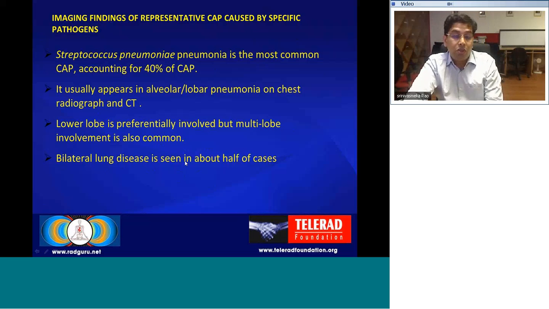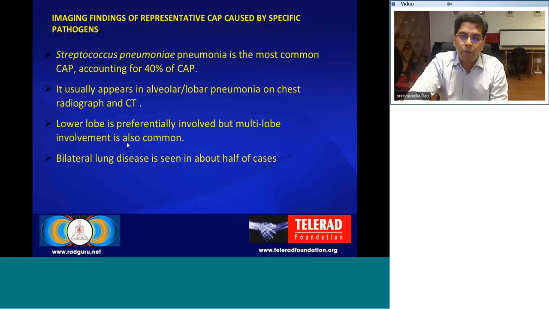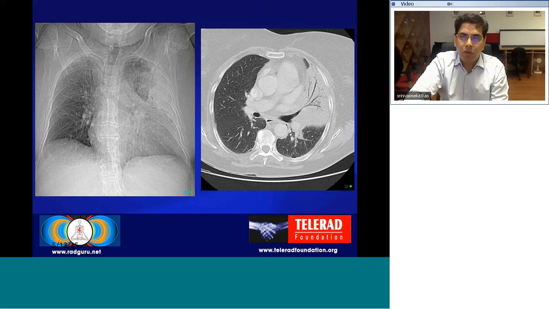There are so many variants here, hence you cannot bang on and say it is Streptococcus pneumonia. Probably we have to do a sputum culture and give the appropriate antibiotic. Same, I've already shown this lobar pneumonia, the upper lobe.